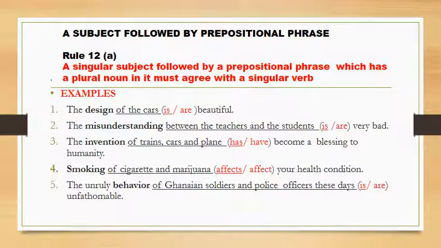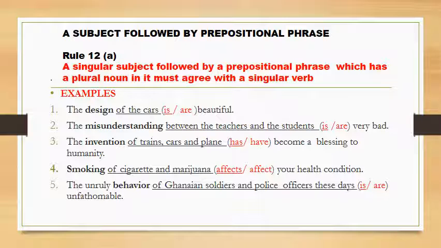Smoking of cigarettes and marijuana affects your health condition. So let's break it down. The subject is smoking. From "of cigarette and marijuana" becomes the prepositional phrase because it begins with a preposition, which is of. So the subject is a singular subject and must go with a singular verb, which is affects. So smoking of cigarette and marijuana affects your health condition.